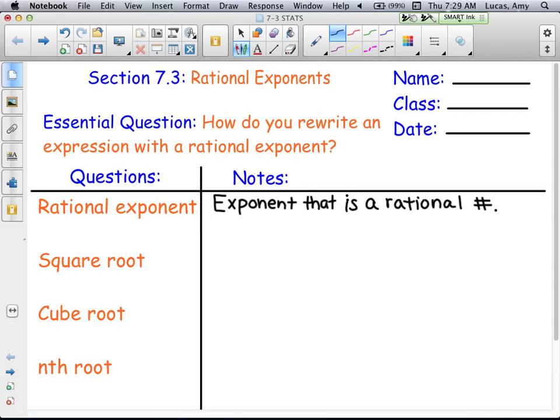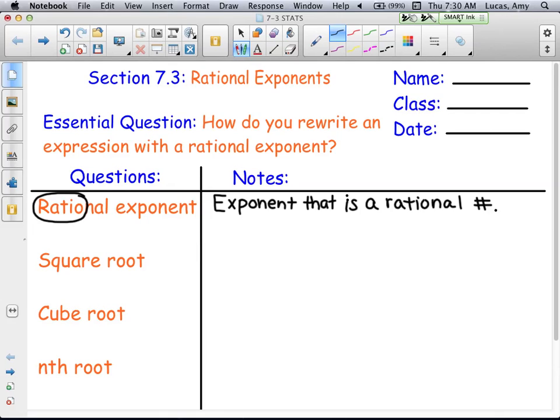Now, there are a lot of rational numbers that we've learned about. The ones that we're going to focus on here are the ones that are written as a fraction, because the first part of the word rational is ratio. So we are looking for exponents that are fractions, and they're fractions where they have integers in the numerator and denominator, and the denominator cannot be 0.